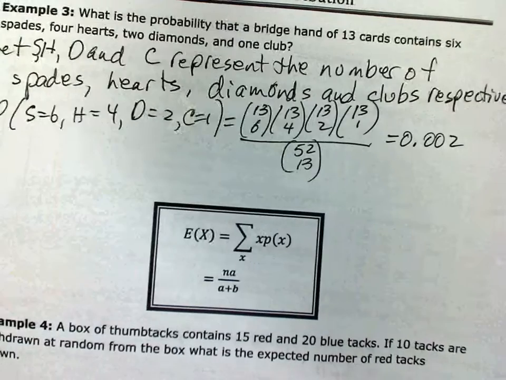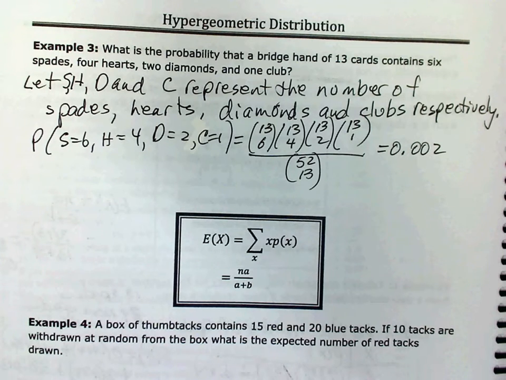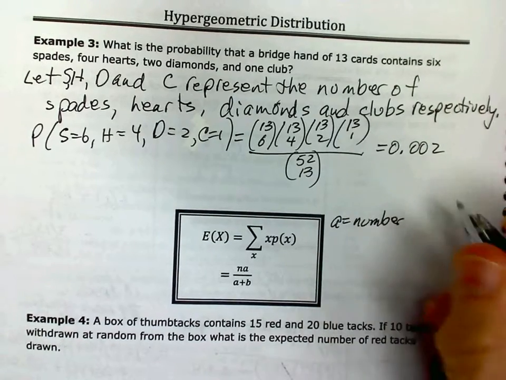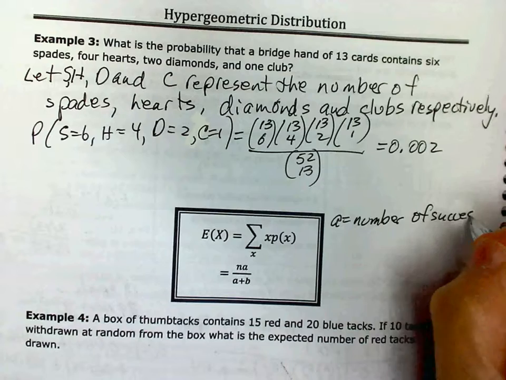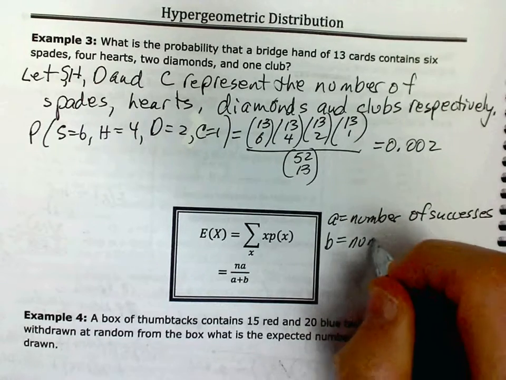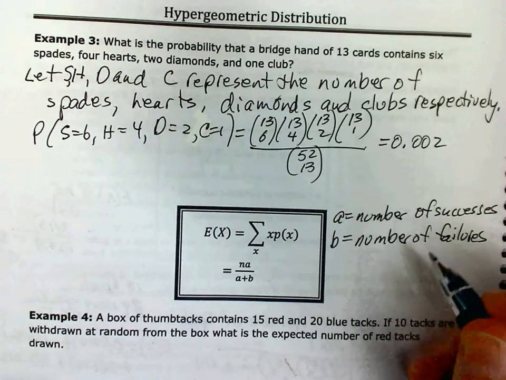I'll put that up a little bit higher so you can see. Okay, there's the expected value formula again. Just know A equals number of successes, B equals number of failures, N equals number of trials.